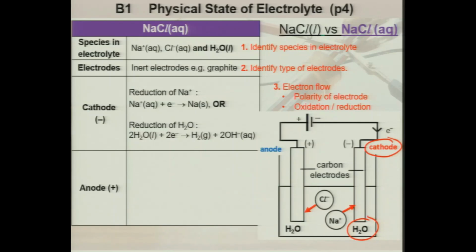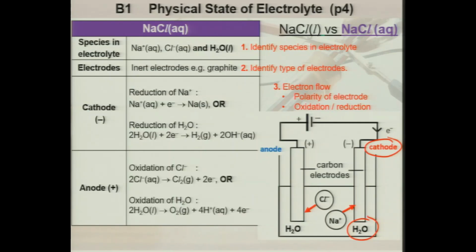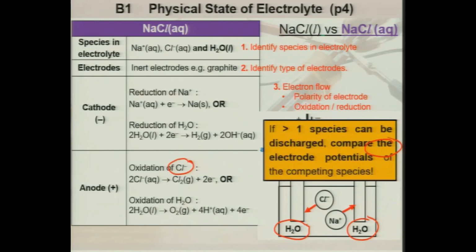Next, at the anode, just now we already established oxidation of Cl minus happens, but because there's water everywhere as well, you need to consider whether water will be oxidized as well. And how am I going to make that decision? This leads me to the second factor, and this is the rule of thumb.